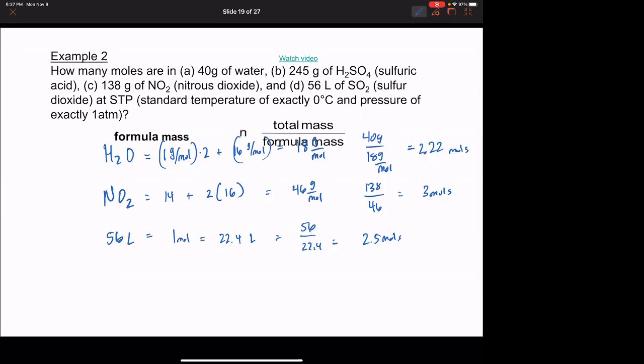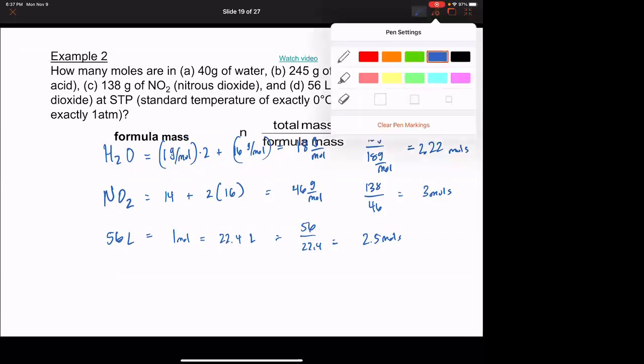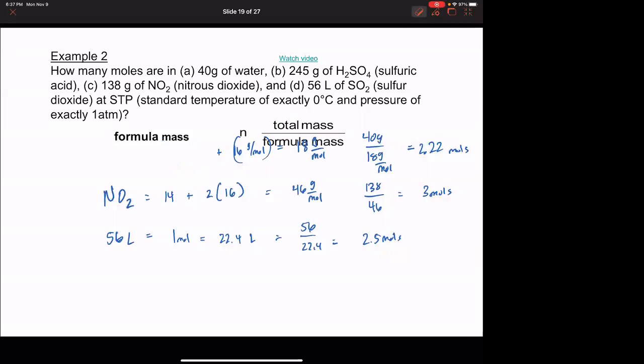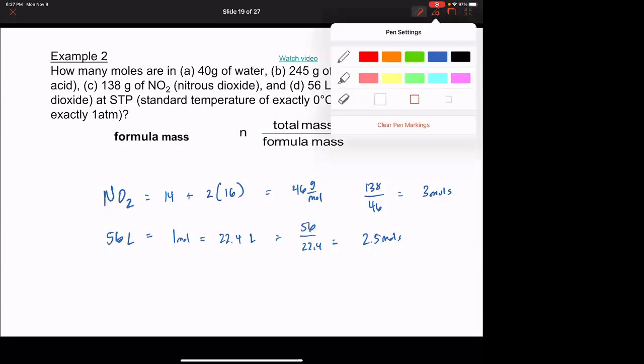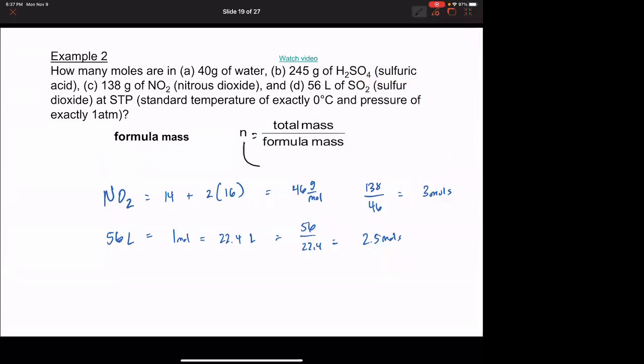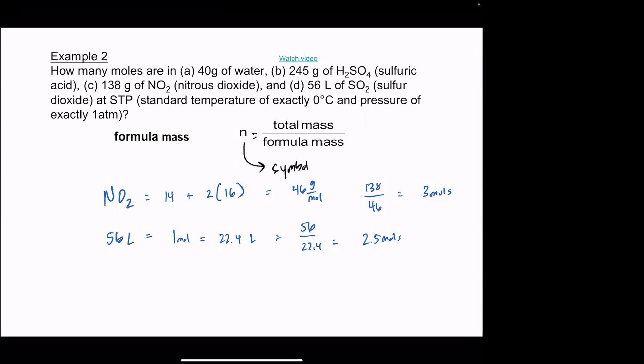All right, now. Oh, there's the formula, if you're looking for the actual formula. It is n, which is the symbol for the number of moles. You just take your total mass and divide it by your formula mass. So this right here is our formula mass. That's how much mass this formula is. And then the total mass was the 138.